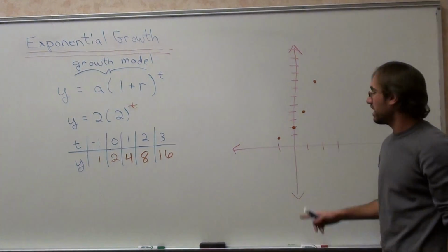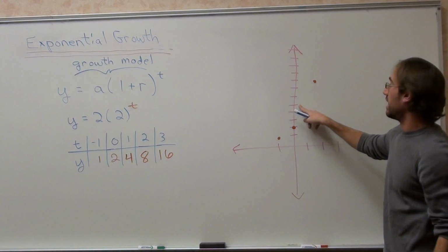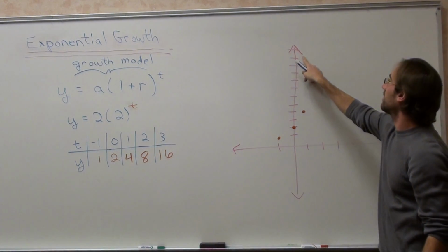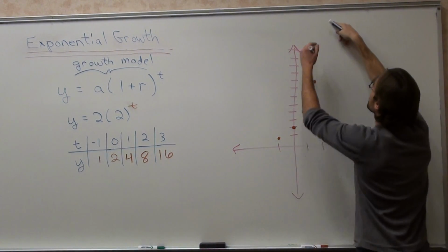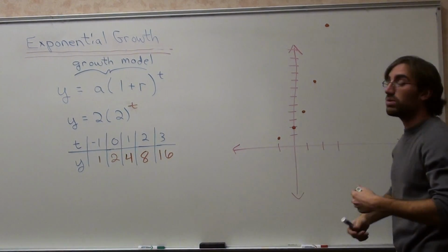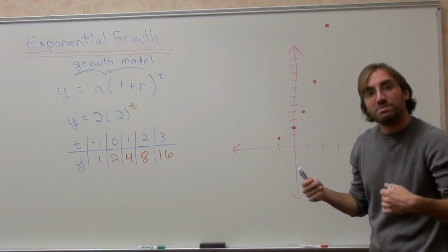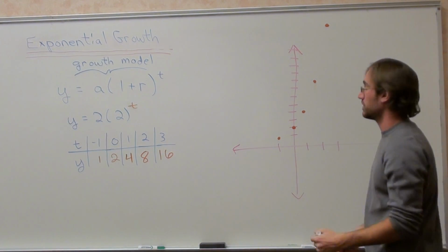Pardon, just a little off. And at 3, it's 16. And I only went up to 12, so I'm going to go up to 16, probably right about there. You can see what's happening. As more time passes by, that population is exploding. And that's basically what an exponential function does.